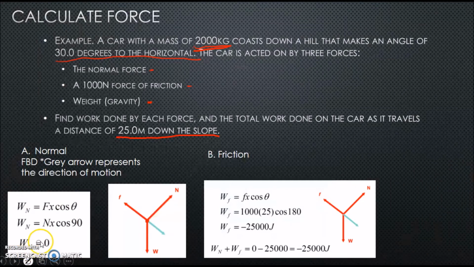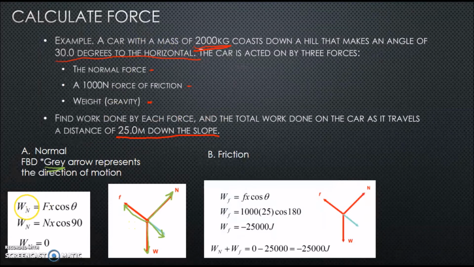So we have the weight pulling down on the object. We have the force of friction pulling in the opposite direction of the motion. We have the direction of the motion, and I know it says gray down here, but it's more blue that I just drew. And then we also have the normal force. So the first thing we want to do is calculate the normal force.